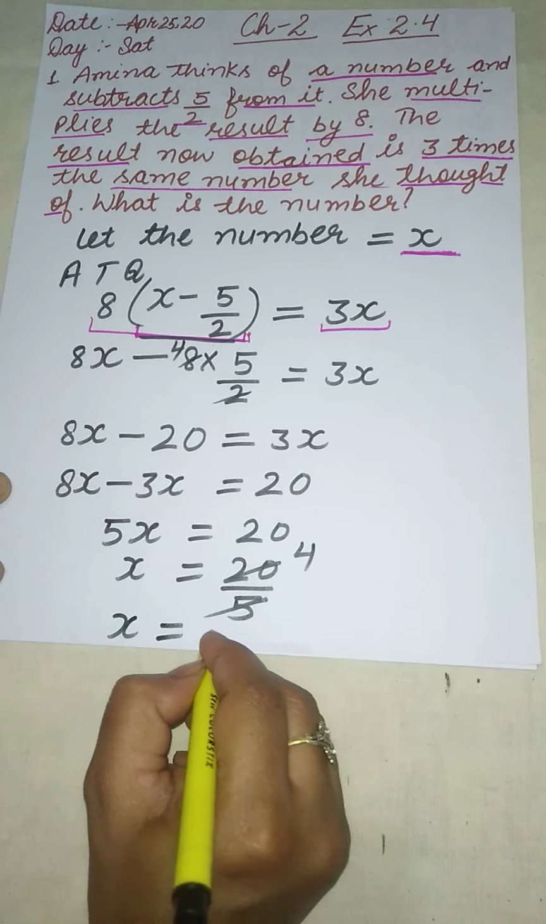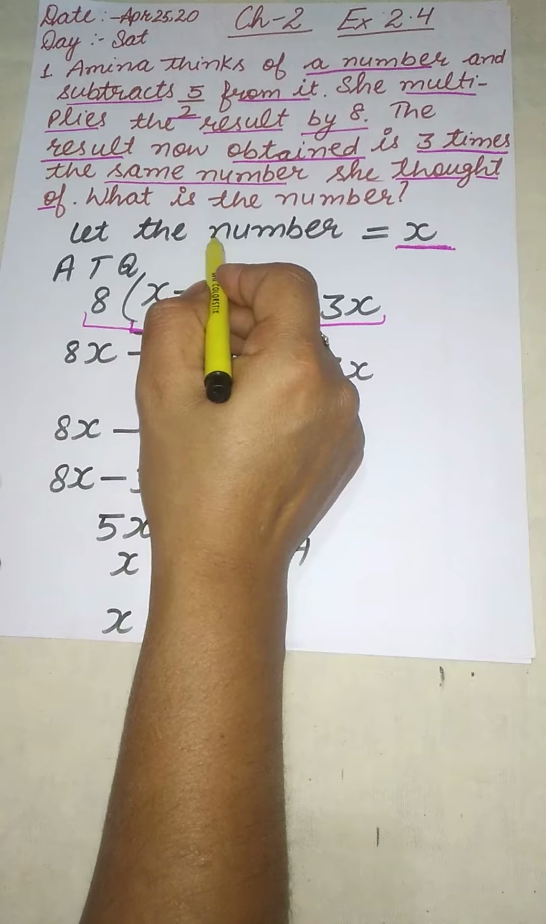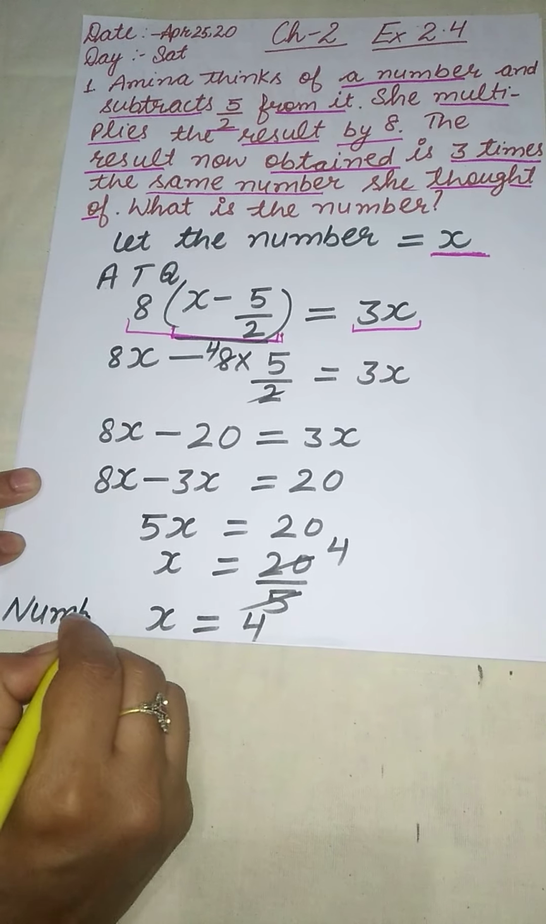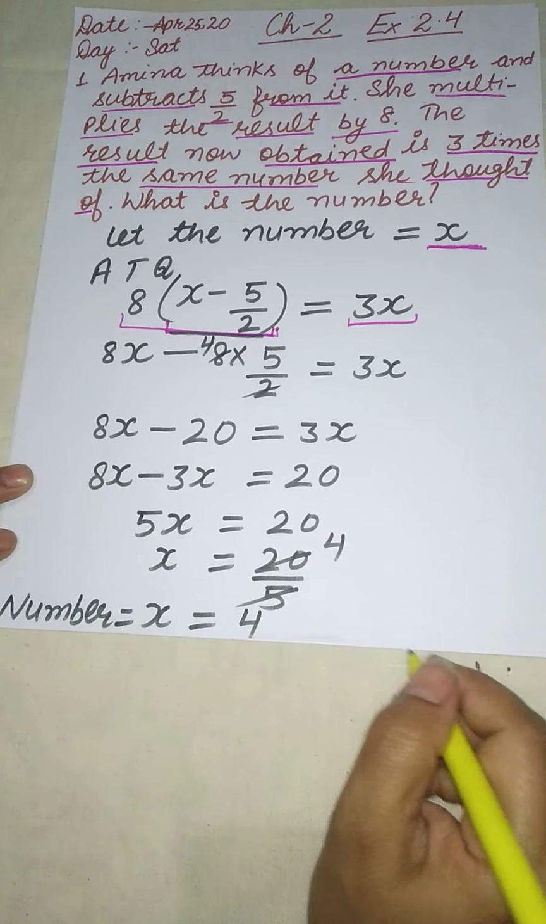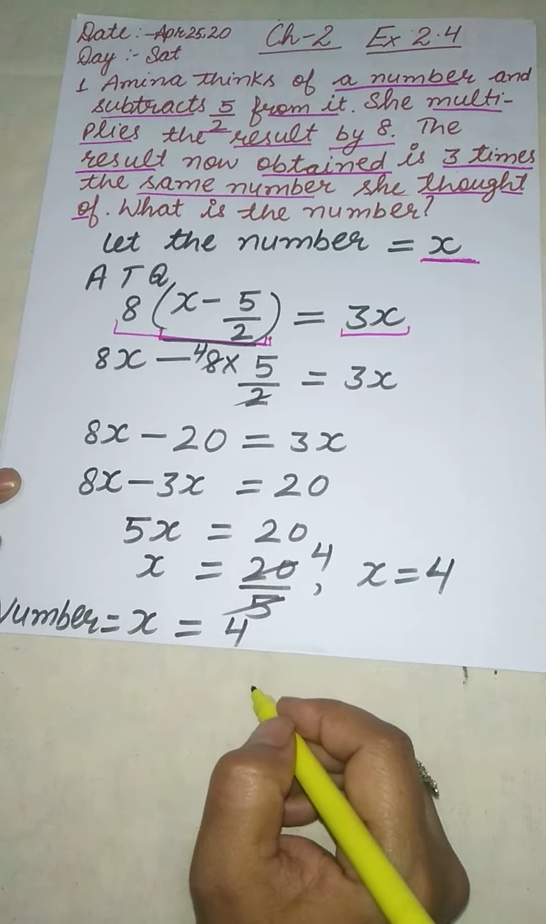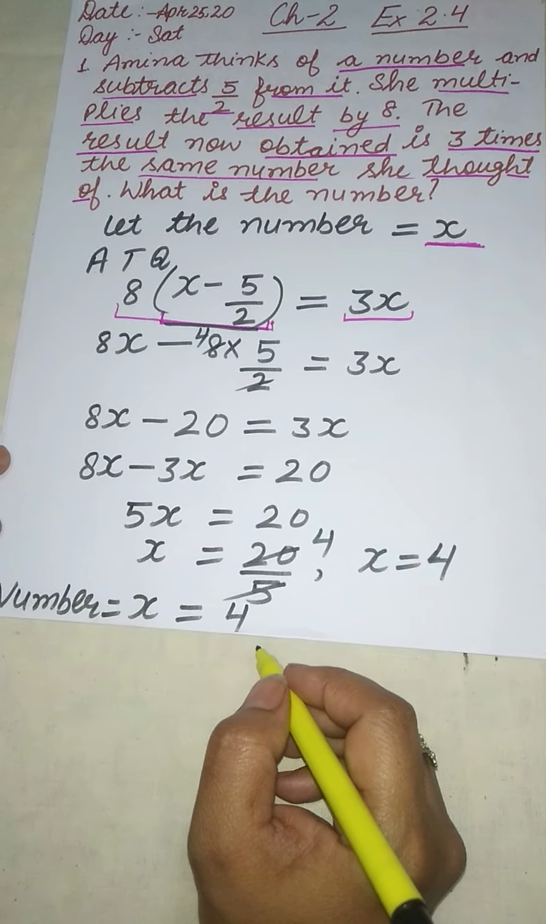So the value of x is equal to 4, or you can say that the number is equal to 4, which is the required answer of the first question.